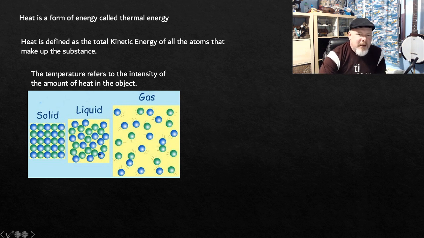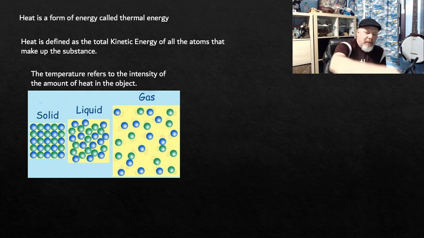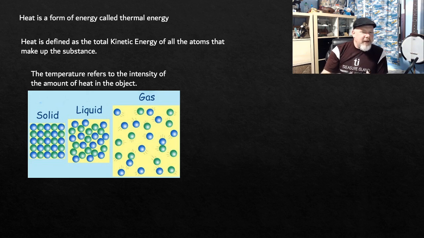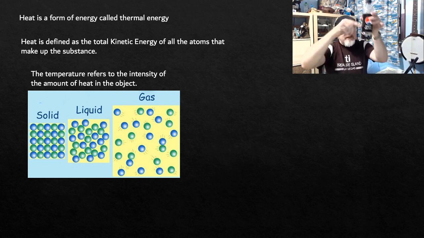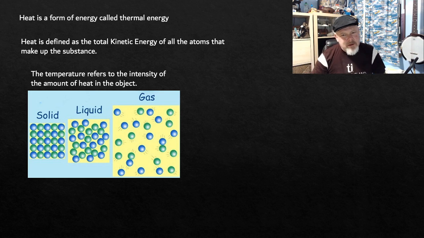When we get to the liquid state, in this case Pepsi, there's enough heat in that object that the atoms are vibrating so much that they slide by each other. But gravity is still holding them down, keeping them close together.